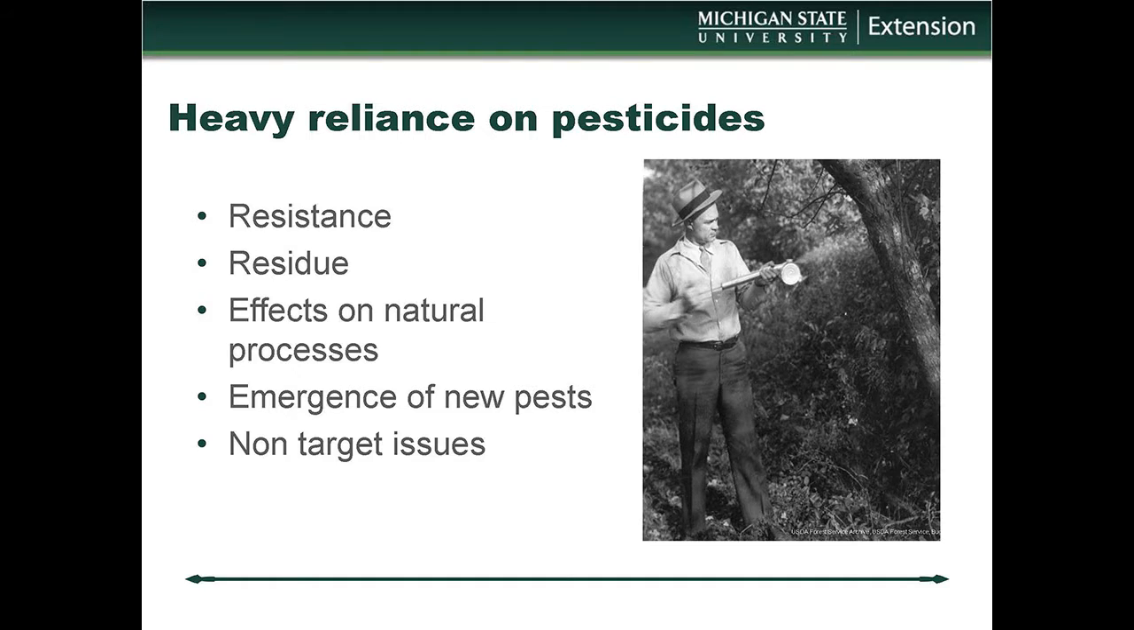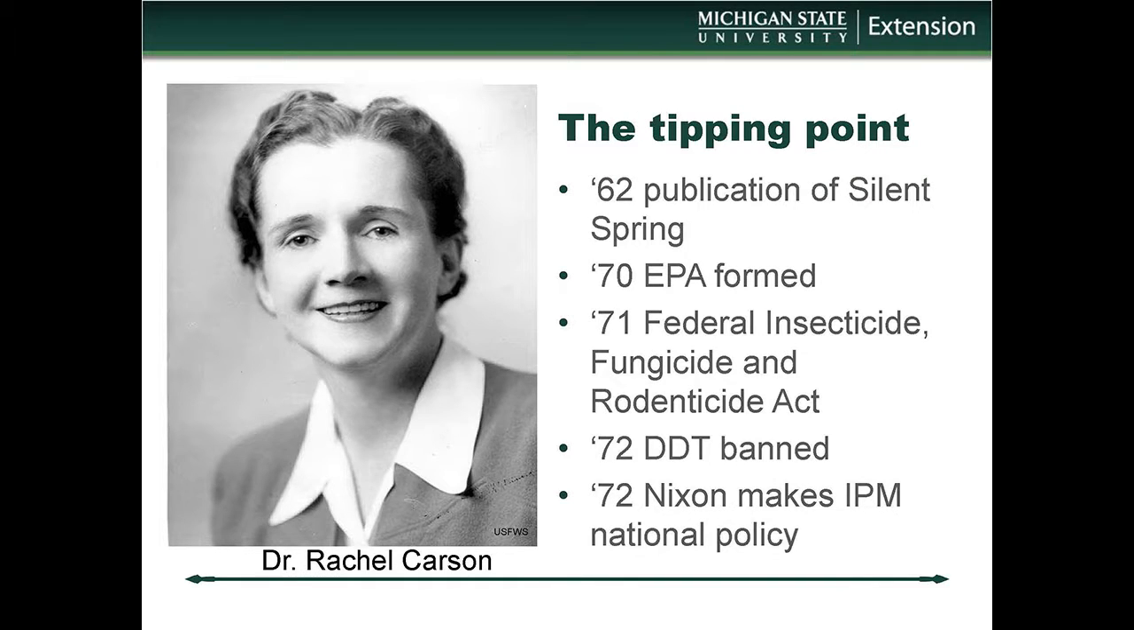So there was public concern, and that all kind of culminated in the 1960s. There was a really famous book that was published called Silent Spring. Dr. Rachel Carson is the one who made that connection between the use of DDT and the decline in avian populations. And that really gave a rallying point for the public and for scientists as well, who were concerned about the amount of pesticides we were using and the way we were using them.